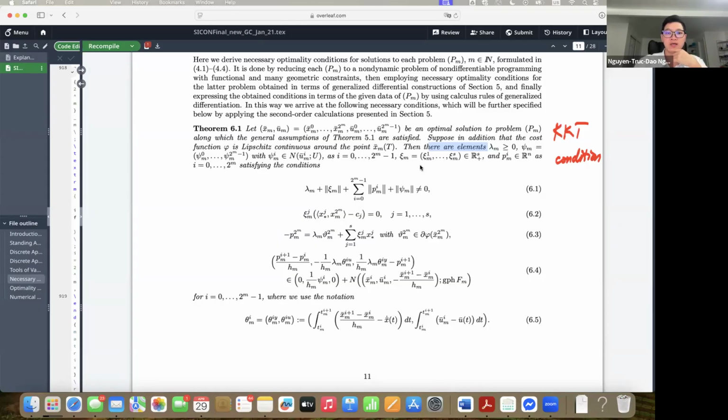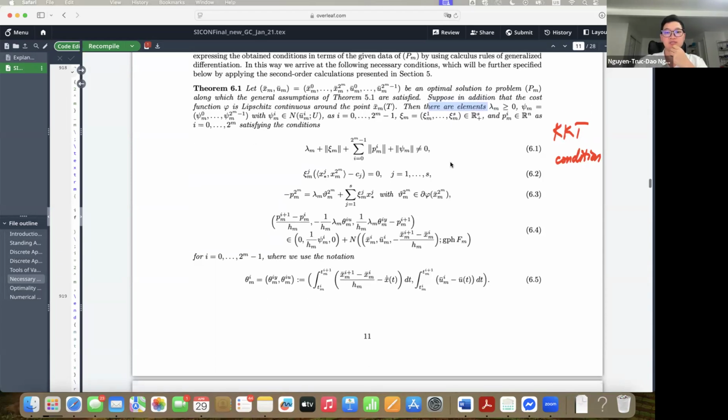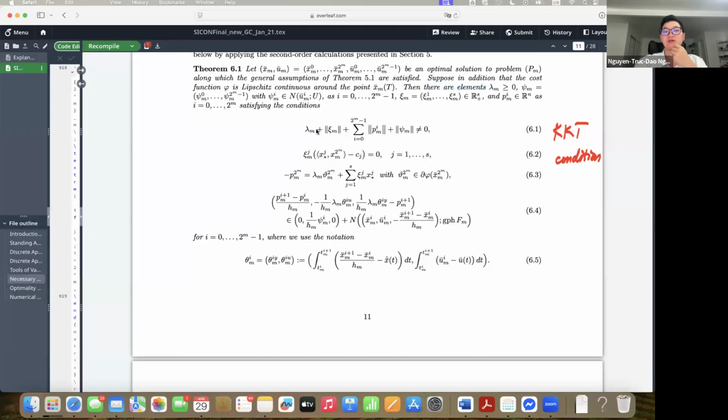Now, when you have the optimal solution, we need to derive necessary optimality conditions. How can we derive it? I'm going to introduce a little bit about this equation. The first one is called the non-triviality condition. The second one actually comes from the condition x(T) belongs to C. This condition is called the transversality condition, and this comes from the geometric constraint. It comes from the dynamical system, and this is just the new definition when you define the angle theta in the dynamical system.